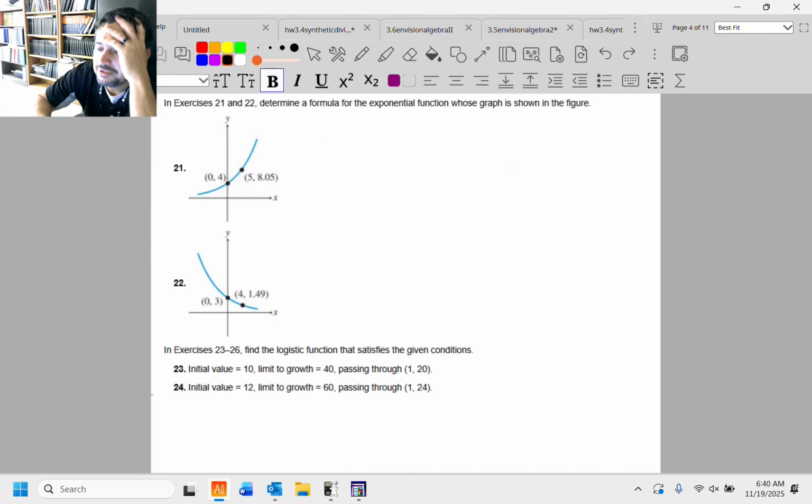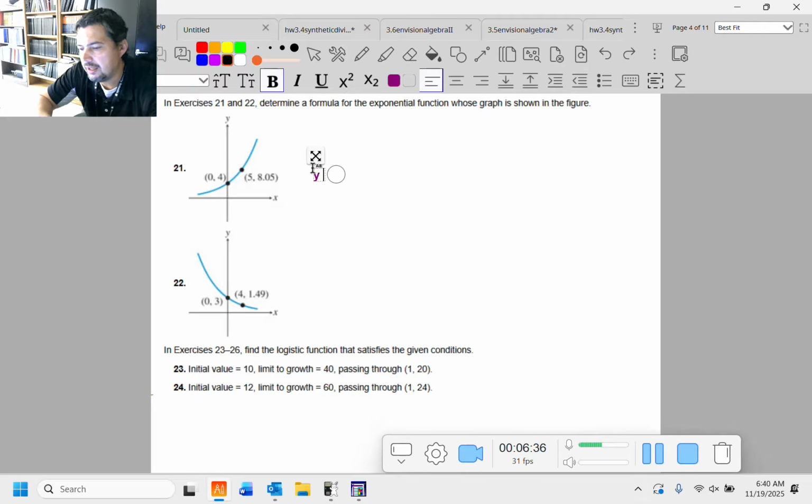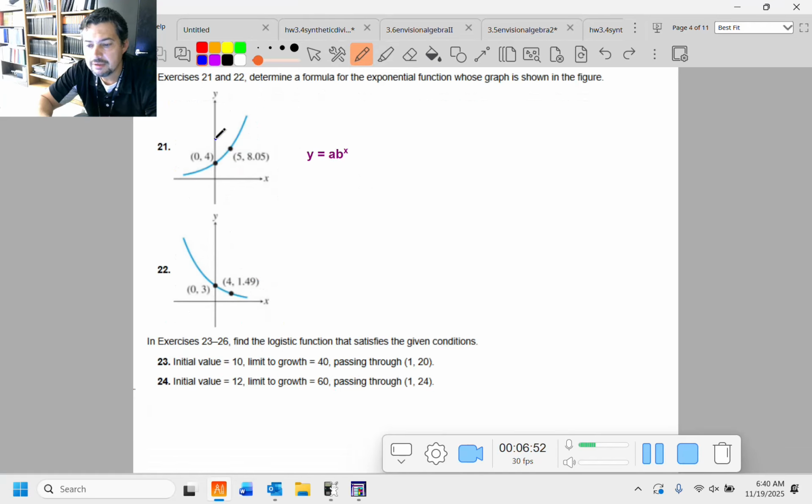In 21 and 22, determine a formula for an exponential function whose graph is shown in a figure. Easy peasy. We're just going to use y equals A times B to the x. And by the way, this one is growth. 22 is going to be decay. And let's see here. Y is 4. Sorry, brain fart here.